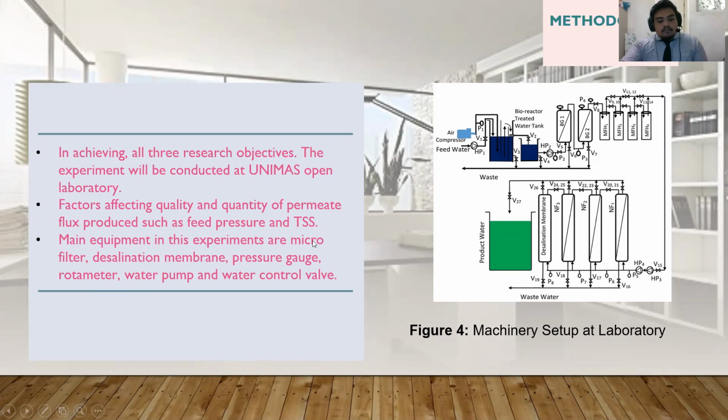Here, it's not only dependent on the feed pressure and TSS, it also depends on the pore size of the membrane. These factors can be divided into 2, which are independent and dependent variables. Independent variables in this methodology are the feed pressure, pore size of the membrane, and the feed water flow rate. Next are the dependent variables. The dependent variable for this methodology is the permeate flux, or the clean water, the output of the experiment, because it depends on the independent variables.